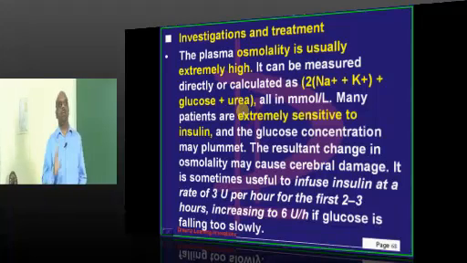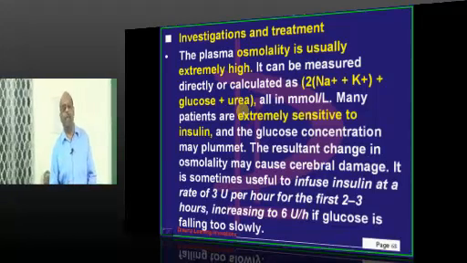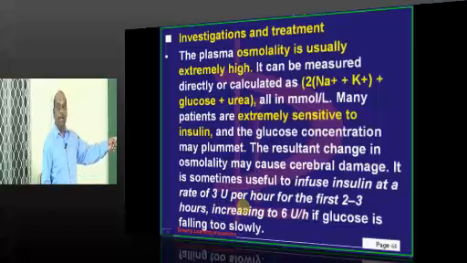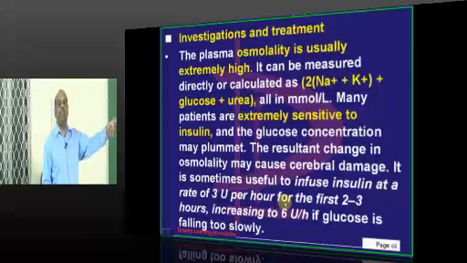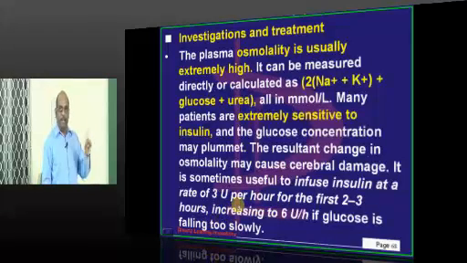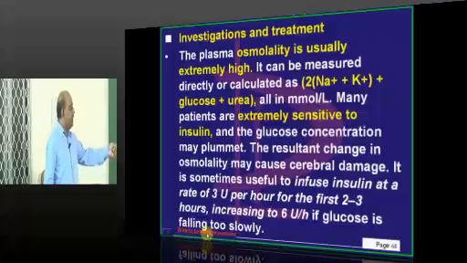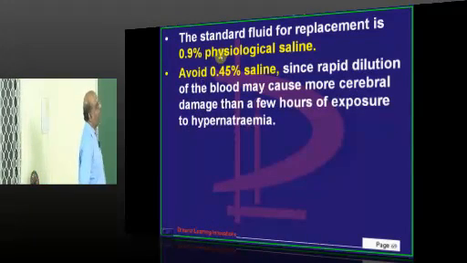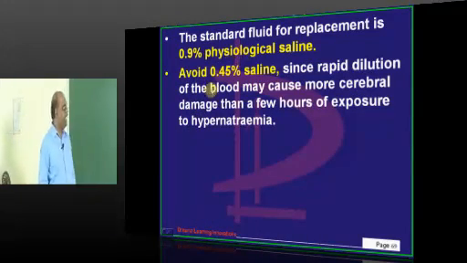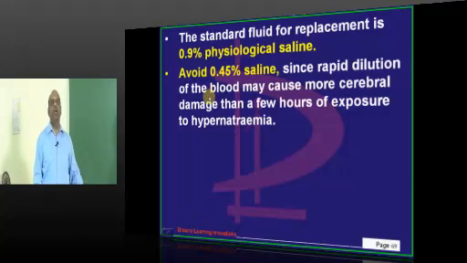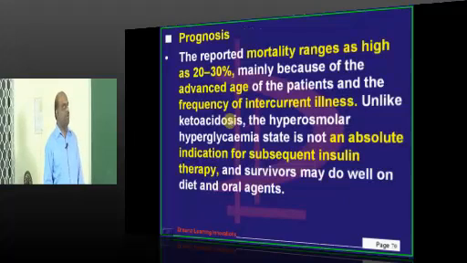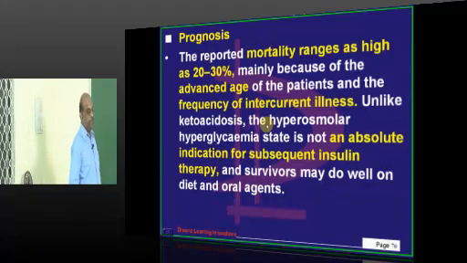That is the reason. What is the recommendation to administer insulin in hyperosmolar hyperglycemic state patients? Infuse insulin at a rate of 3 units per hour for the first 2 to 3 hours. Increase it to 6 units per hour if the glucose is falling too slowly. And you need to give 0.9% saline, just like in DKA patients, and try to avoid half normal saline like 0.45%. That is a very, very important principle.